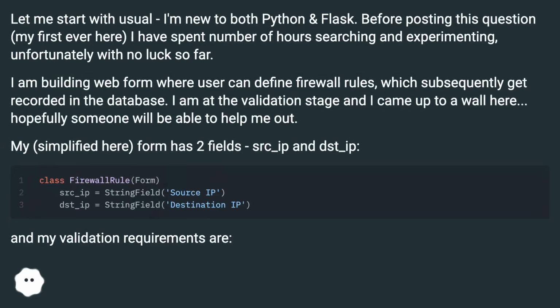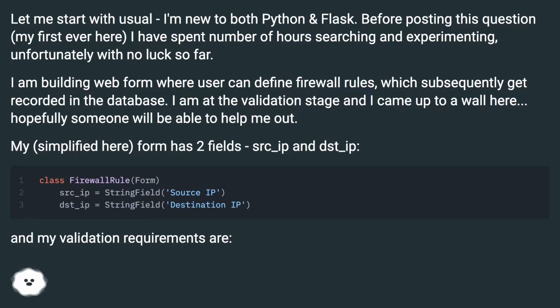Let me start with the usual: I'm new to both Python and Flask. Before posting this question, my first ever here, I have spent a number of hours searching and experimenting, unfortunately with no luck so far. I am building a web form where a user can define firewall rules, which subsequently get recorded in the database. I am at the validation stage and I came up to a wall here. Hopefully someone will be able to help me out.